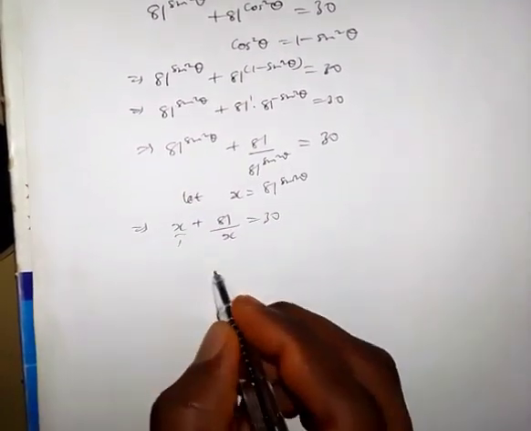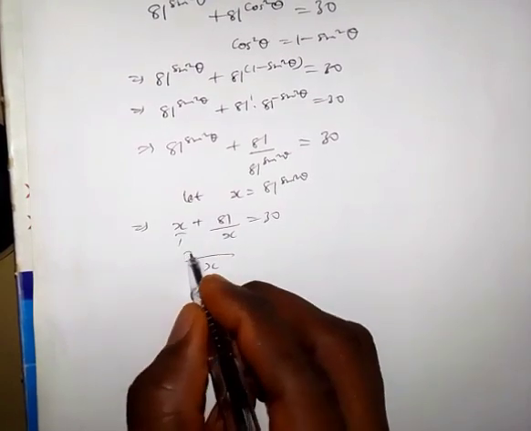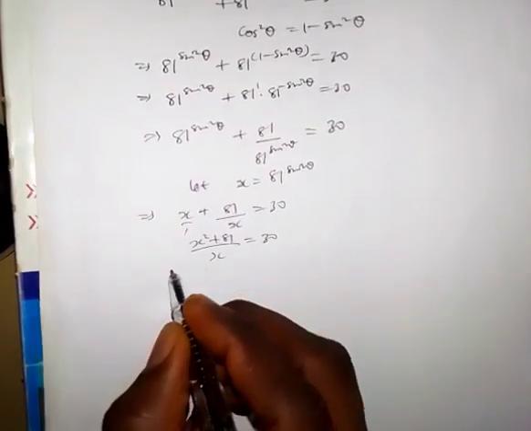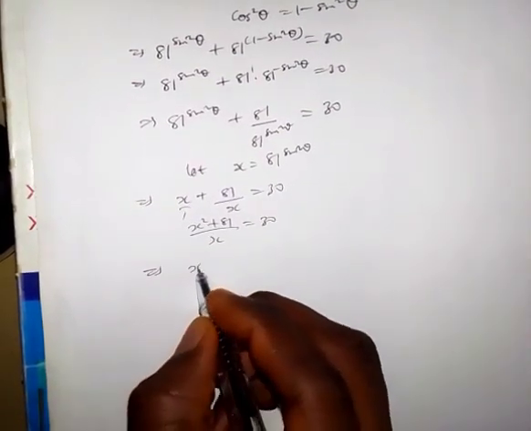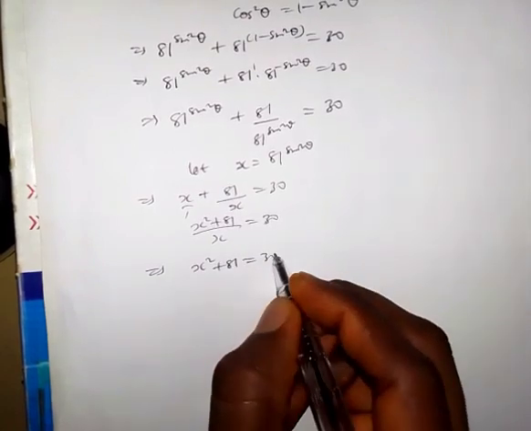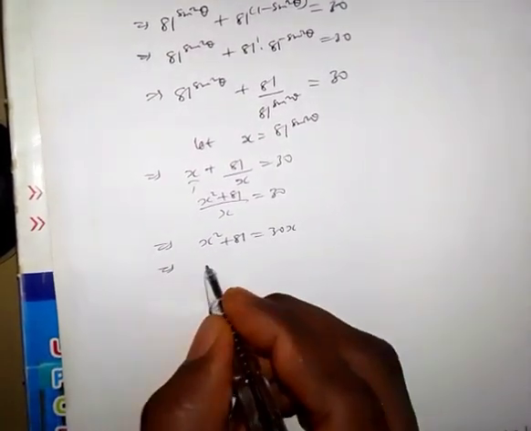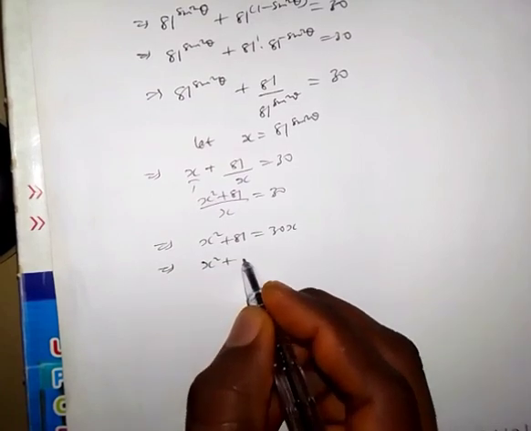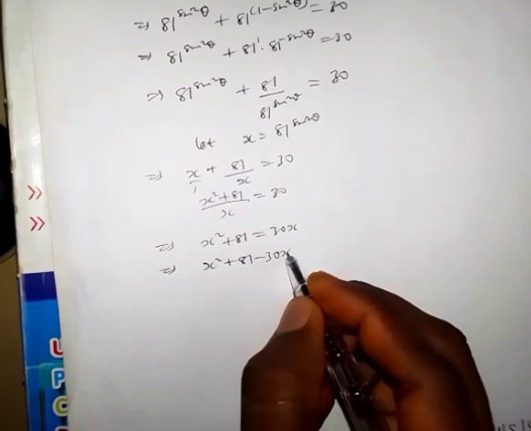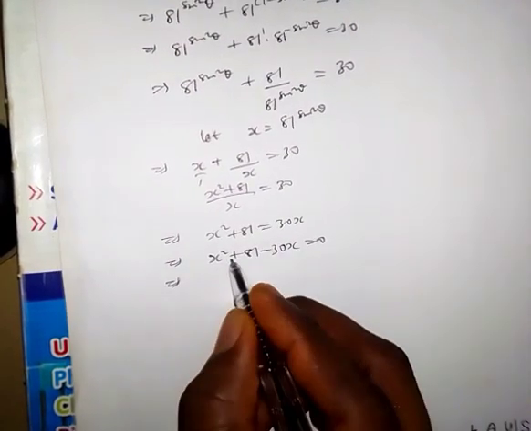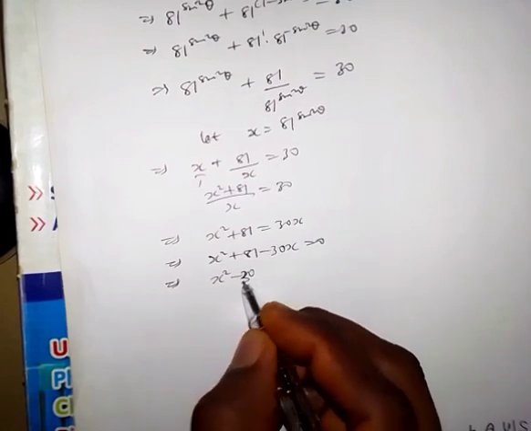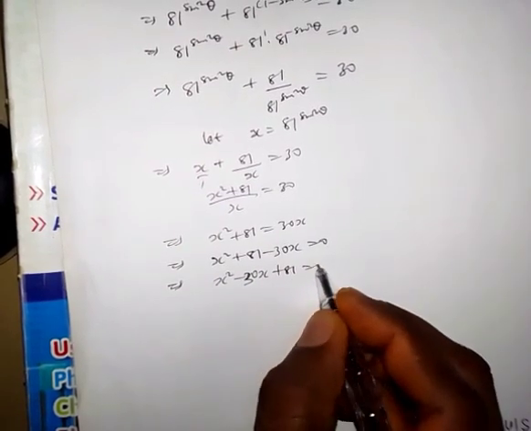When we find the LCM here, we have x squared plus 81 over x equals 30. Cross multiplication, we have x squared plus 81 equals 30x. When 30x comes to the left side, it becomes negative, so we have x squared plus 81 minus 30x equals 0. Let us rewrite this equation. So we have x squared minus 30x plus 81 equals 0.